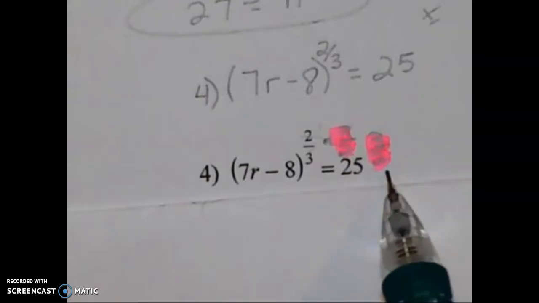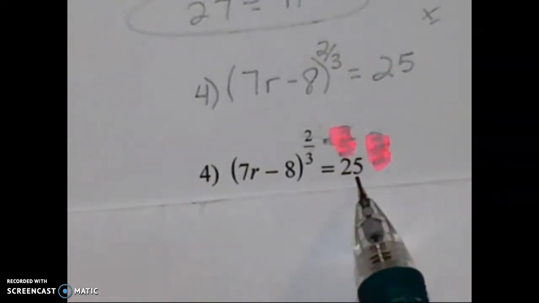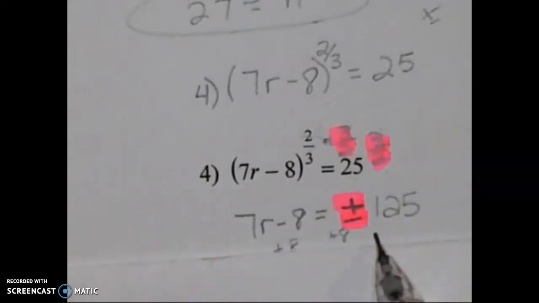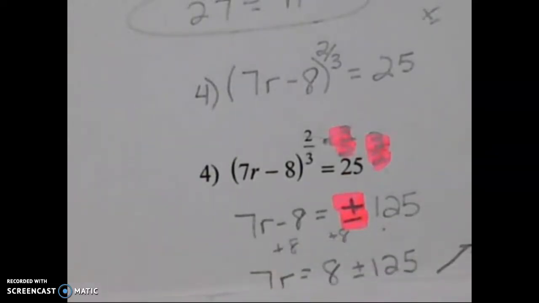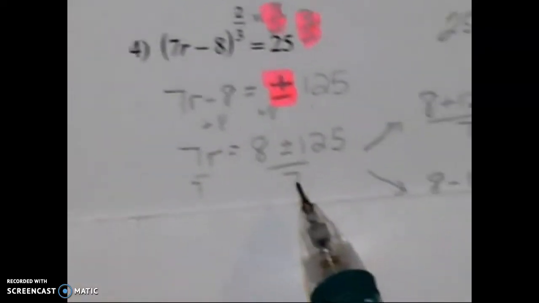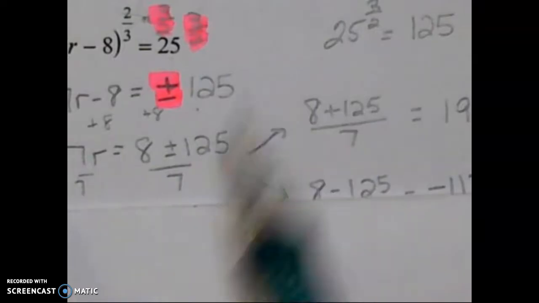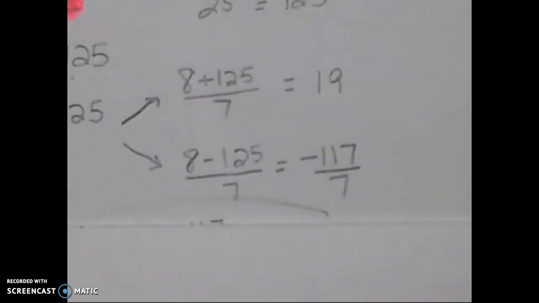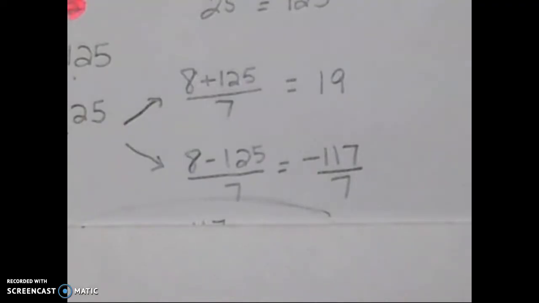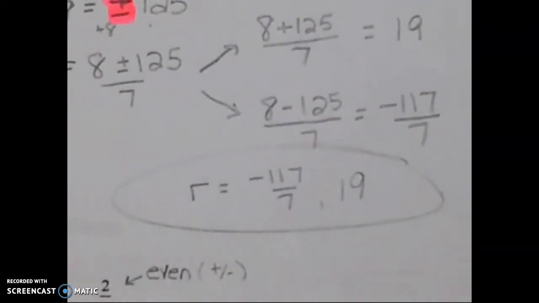Put this in a calculator. And before you write the answer, you have to write a plus minus. So you get plus minus 125. From here, you're solving for r, add 8 to both sides. So it's 8 plus or minus 125, divided by 7. This yields 2 answers, and it looks like this: 8 plus 125 over 7, 8 minus 125 over 7. You get 19 and negative 117 over 7. And you can write your answer like that. Circle your answer.